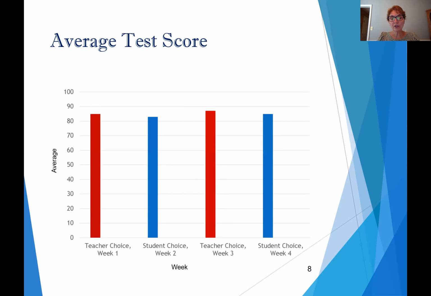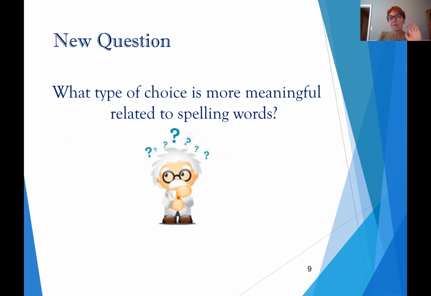Then the average test scores, and here she has the teacher choice week 1, student choice, teacher choice, and student choice. Here she talks about that there's not a lot of variation with the students. Then she goes back to reflect. Remember we talked about that reflection. She thought, all right, maybe it wasn't so much the choice, but the type of choice. Was the choice meaningful? I know that she had a discussion during her presentation with some other teachers that just saying you can pick the words or I can pick the words, did they really value that?